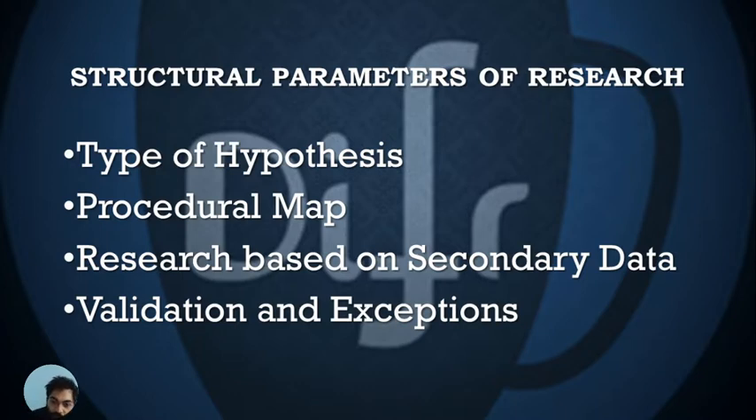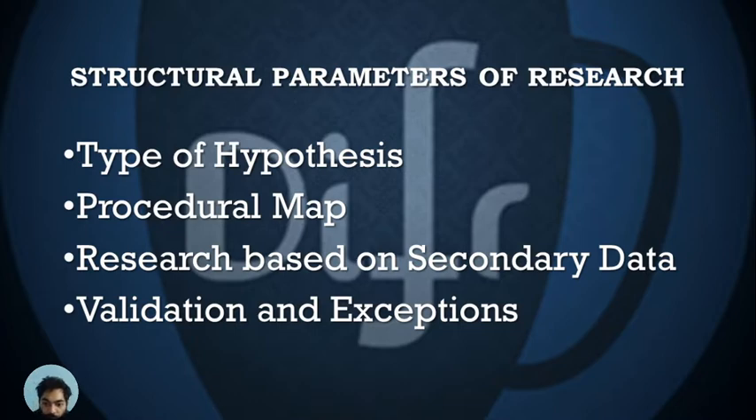First of all, you need to have a hypothesis. Then you need to understand what your procedural map is, or for some it would be the variables and research methodology and literature review. For me, it's all in the procedural mapping. Then comes the research based on secondary data. Then comes validations and exceptions, right?